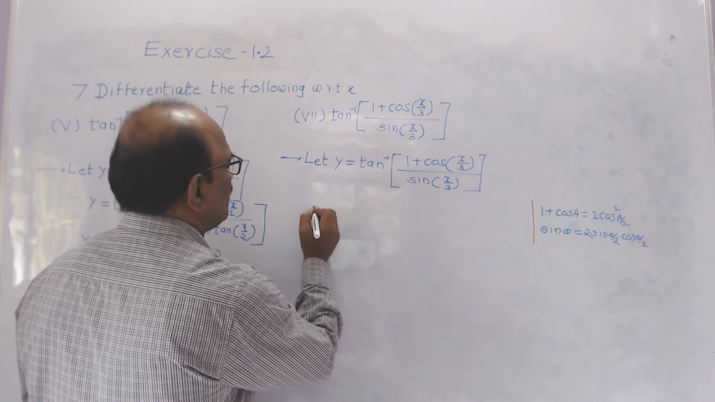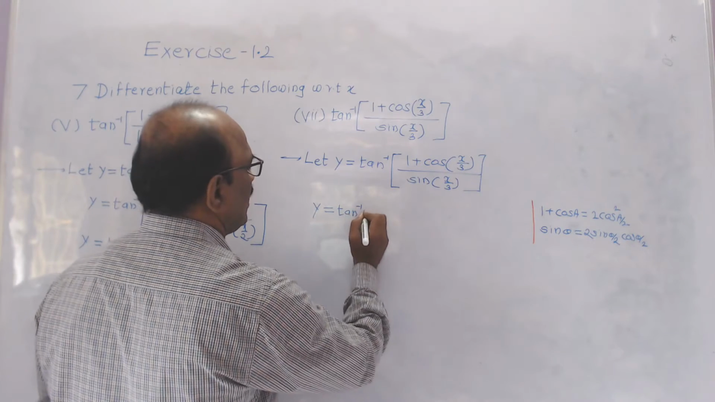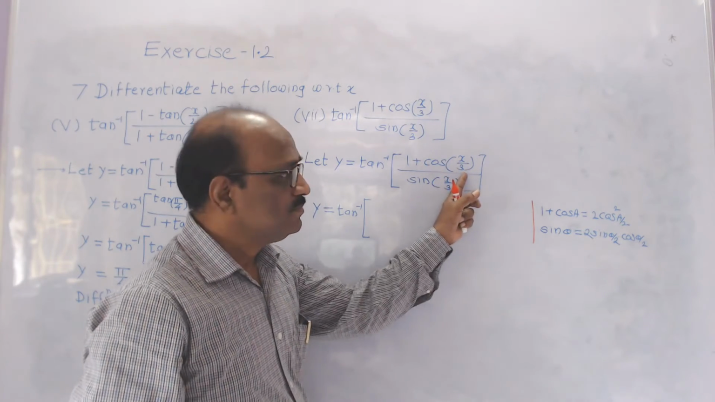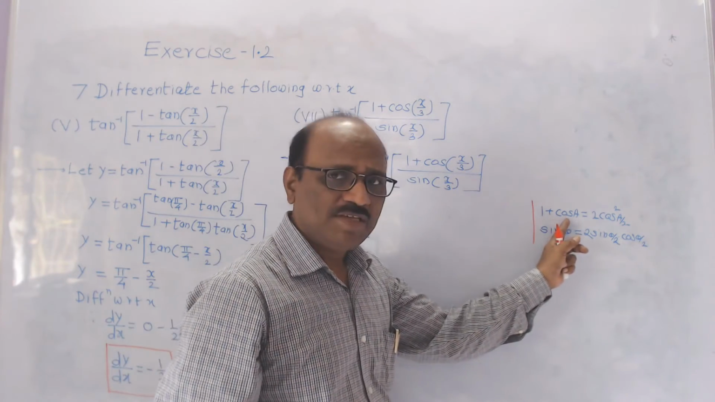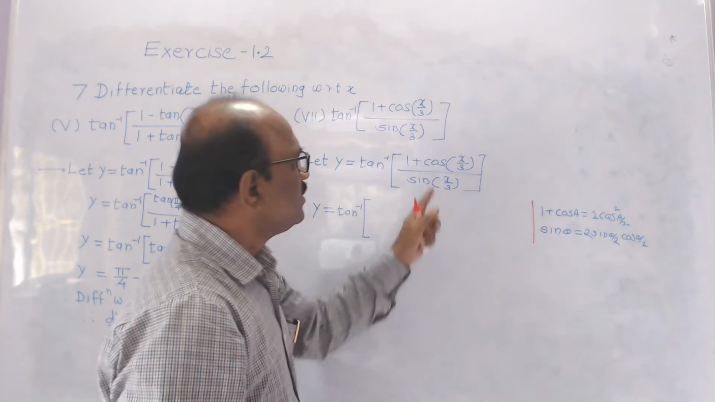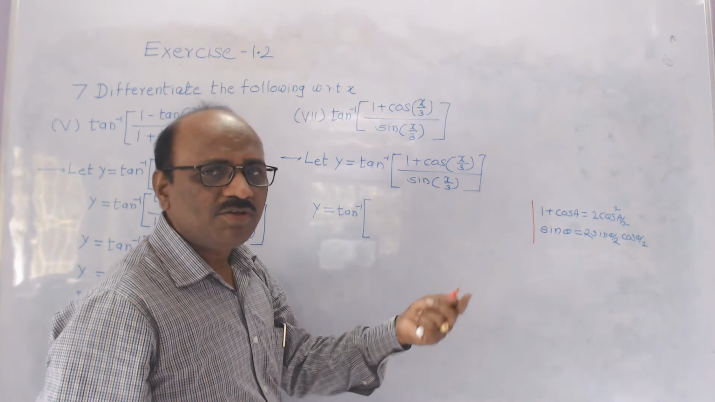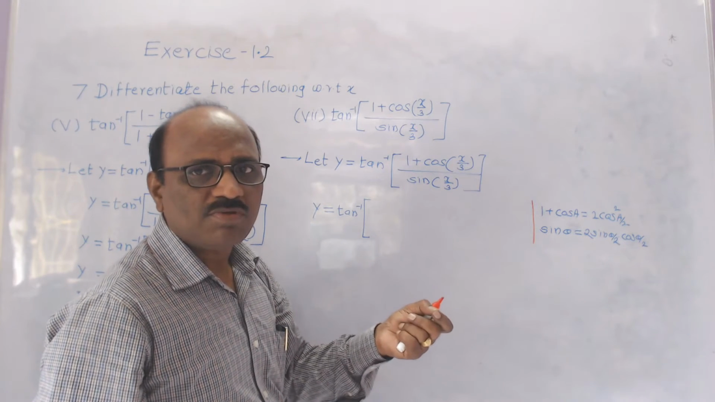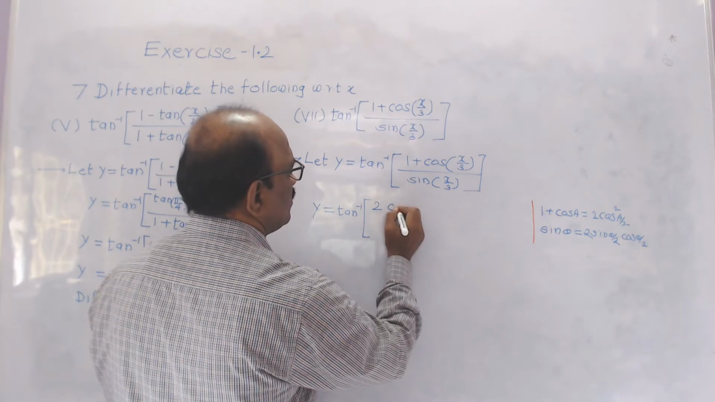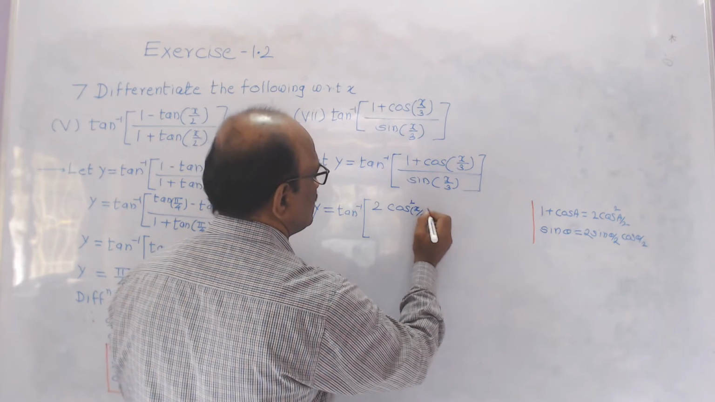Therefore y is equals to tan inverse of, what is the 1 plus cos of x upon 3? Now see this here, 1 plus cos of a is equals to 2 cos square a by 2, that is whatever the angle divided by 2. In the same way here, x by 3 upon 2, means you will get 2 cos square x upon 6.